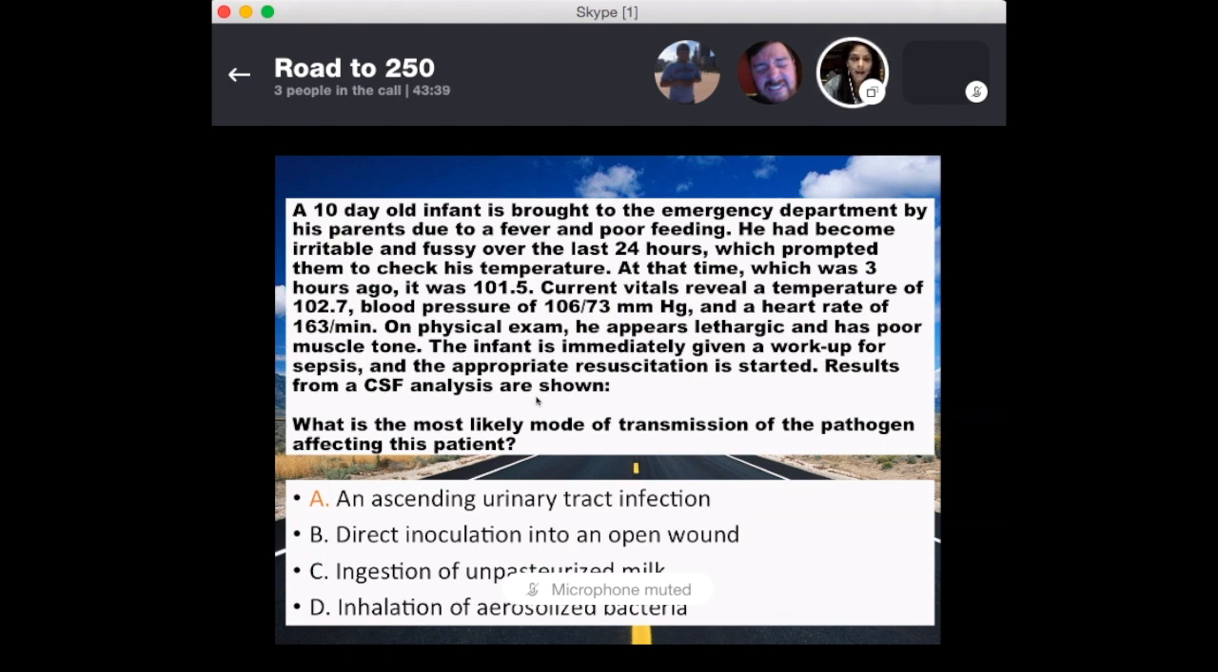A, an ascending urinary tract infection. B, direct inoculation into an open wound. C, ingestion of unpasteurized milk. And D, inhalation of aerosolized bacteria. So C, ingestion of unpasteurized milk.